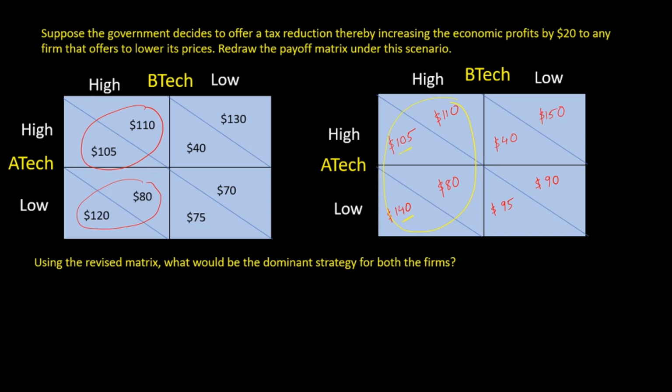So let me write that down. When B Tech is high, then the best strategy for A Tech would be to go low.